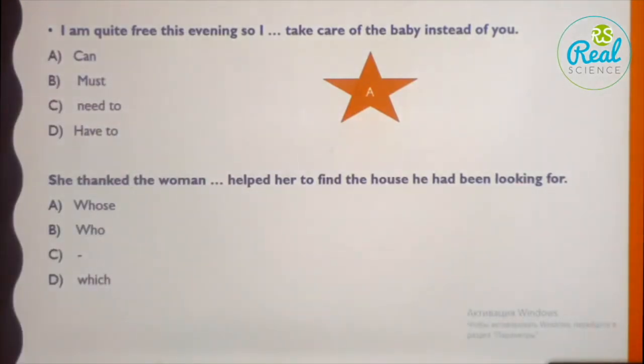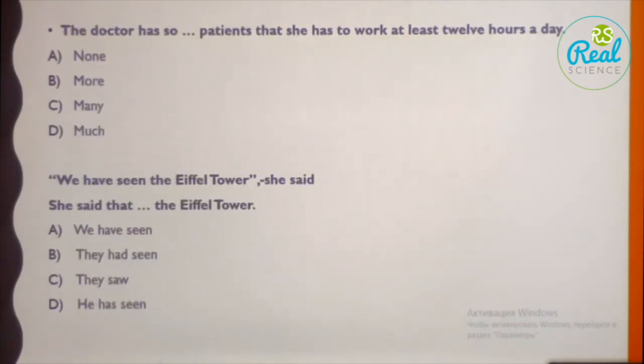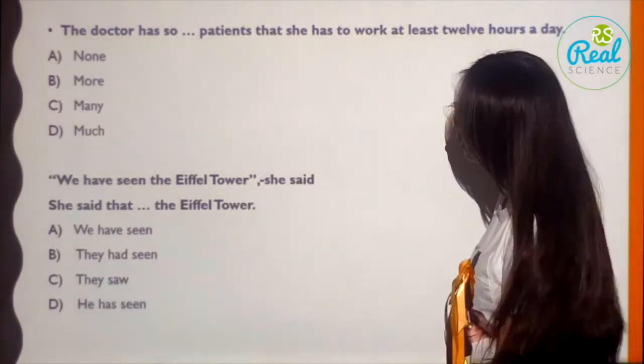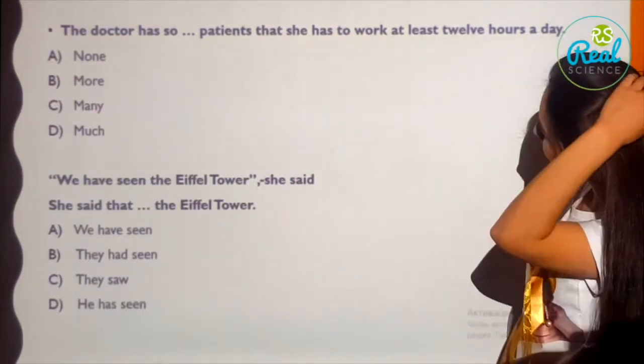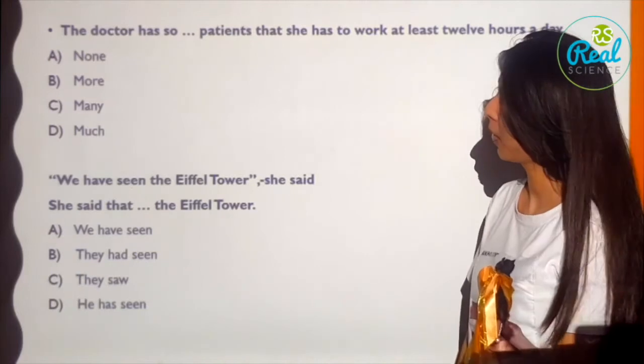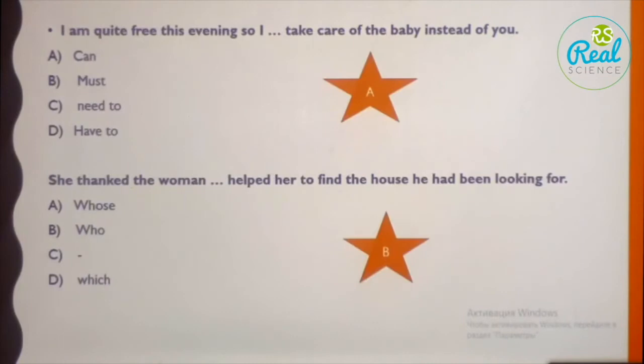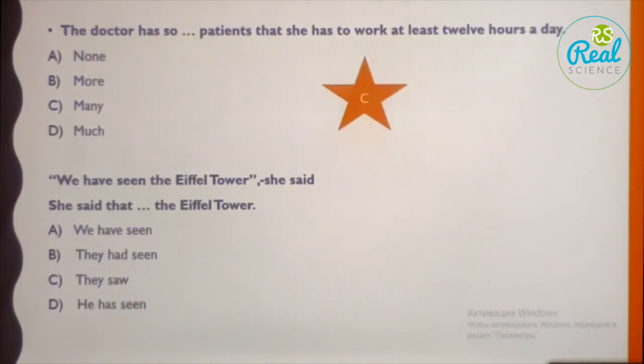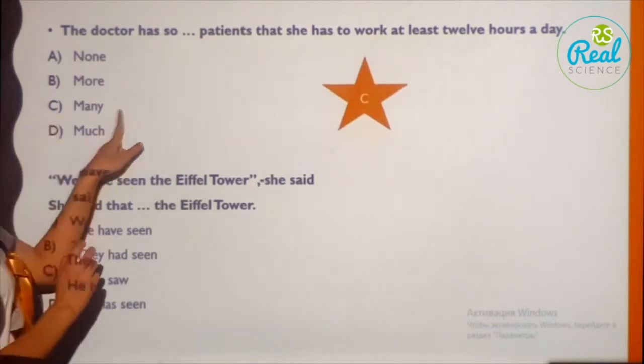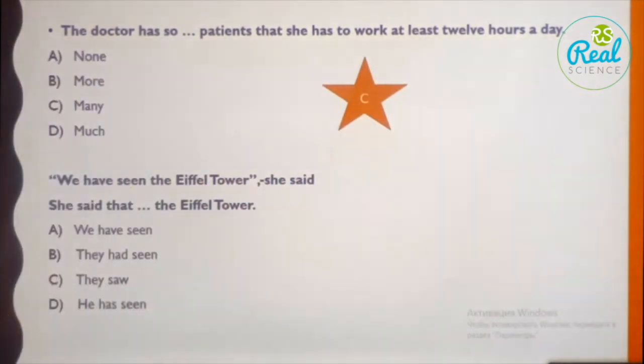So next one, she thanked the woman who helped her to find the house she had been looking for. B1. B1. Correct. Next one. Okay, the doctor has so many patients. Wait. So more, maybe. Many. Okay. So we will say many. Yes, it is many. So it is C. Correct. Good. So next question.